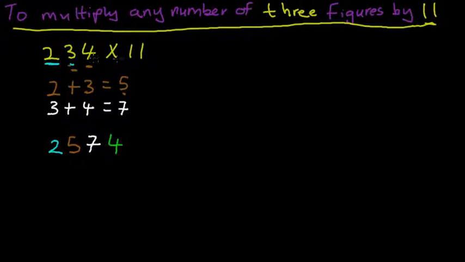So 234 times 11 gives you 2574. You can check it with your calculator. You can punch 234 times 11 into your calculator, and you're going to get this as the answer. Okay, let's try out another example. Very fast and very effective.